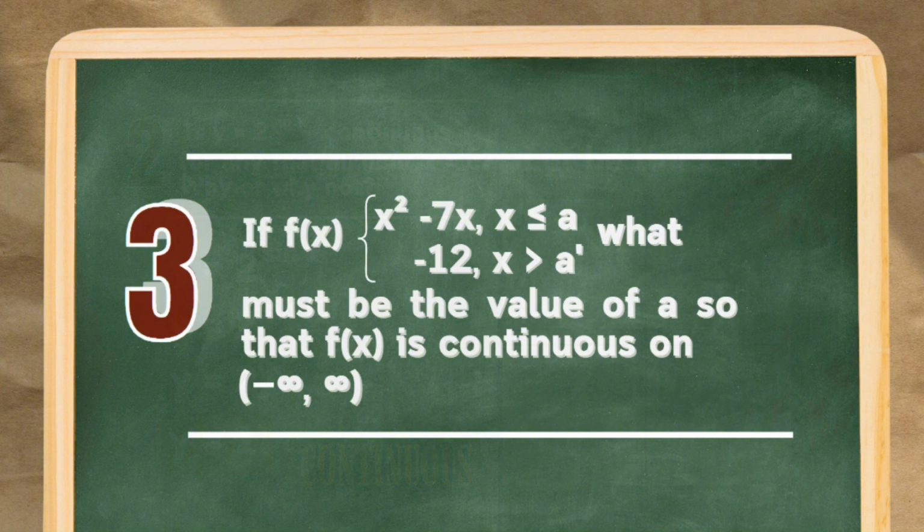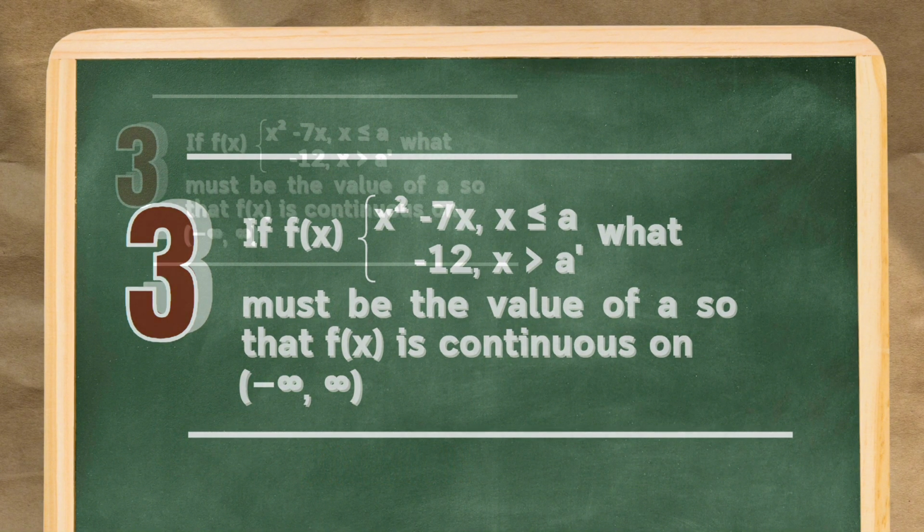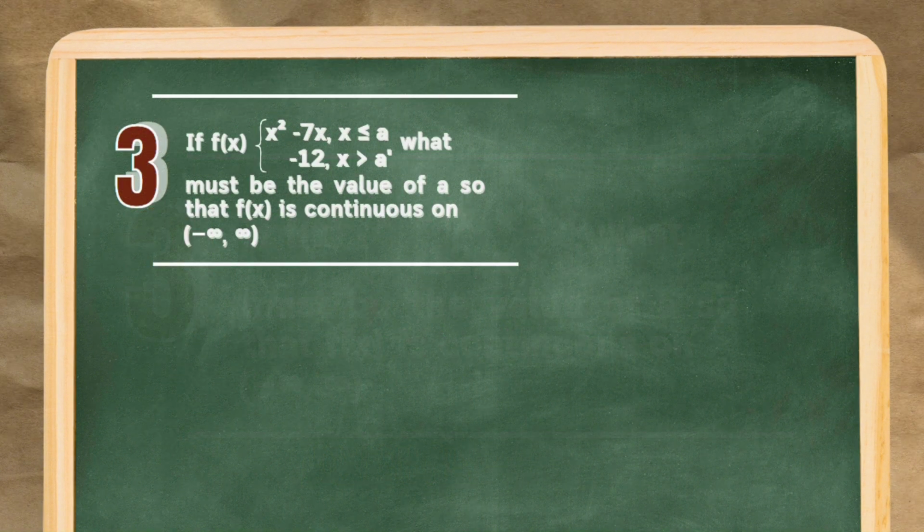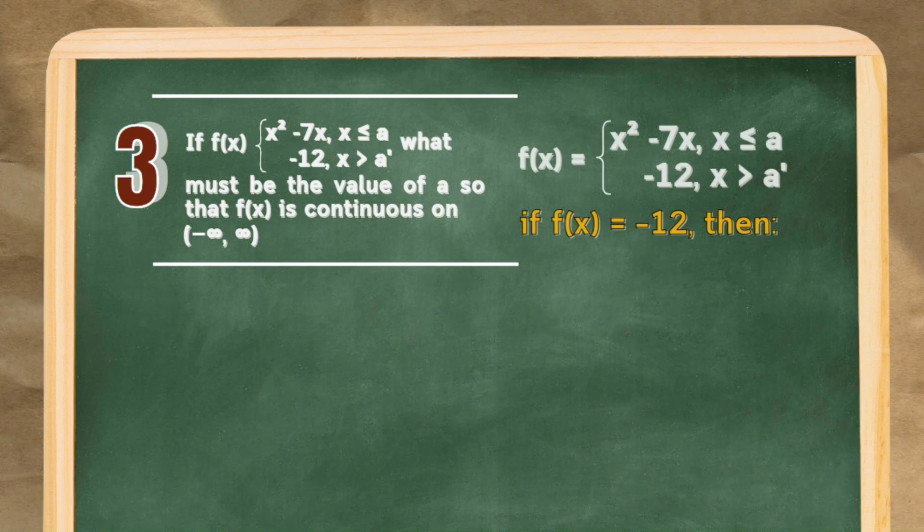f of x is equal to x squared minus 7x if x is less than or equal to a, negative 12 if x is greater than a. What must be the value of a so that f of x is continuous on negative infinity, infinity? From the given problem, we will equate the negative 12 to the first equation, which is x squared minus 7x. So if f of x is equal to negative 12, then negative 12 is equal to x squared minus 7x.